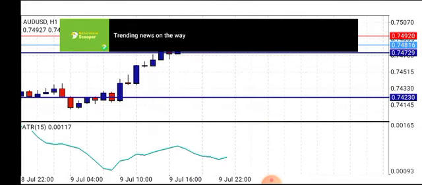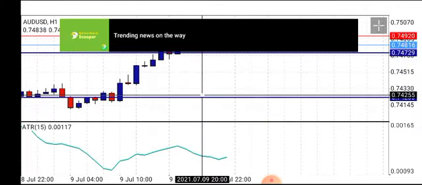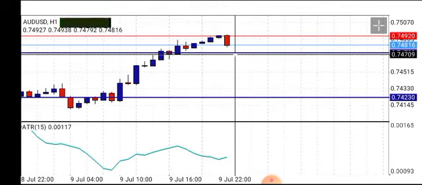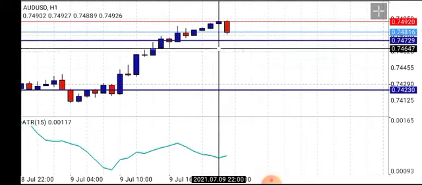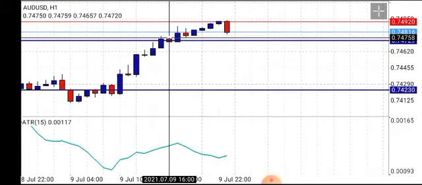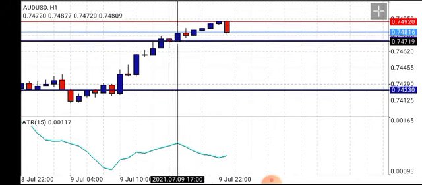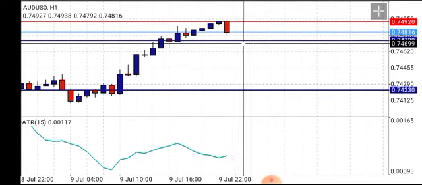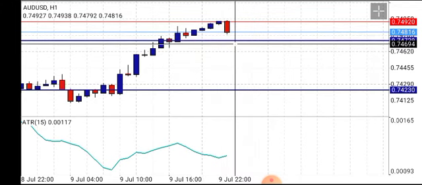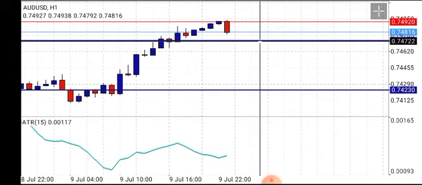So you can see on 1 hour we have what looks like an engulfing pattern here. Okay, you can see this is an engulfing pattern, and here we also have a resistance level turned support. So you can see this price is a good price to consider selling Australian dollar USD. But let's see how it plays out. That's my take on Australian dollar USD. Let's move to the next pair.